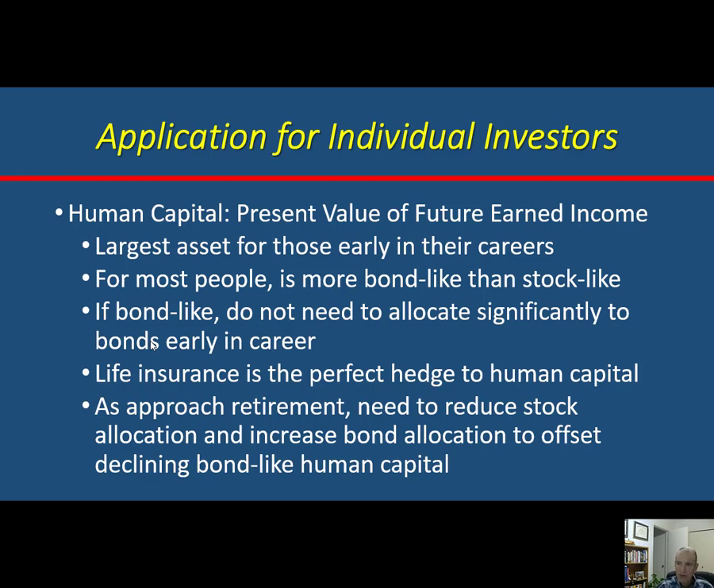Now, there are some people whose jobs look more stock-like. If you're a commissioned salesperson, maybe for Men's Warehouse, your income will look more, your human capital will look more like a stock. But for most of us, our income, our salary looks more like a bond. So if it's bond-like, we don't need to allocate our investments to bonds because we already had this humongous bond-like asset called our human capital. And we can hedge human capital very easily by buying life insurance. So we have this huge asset. It's very bond-like. It could go to zero if we were to die, but if we have people dependent on us, we can buy life insurance and hedge that risk out.